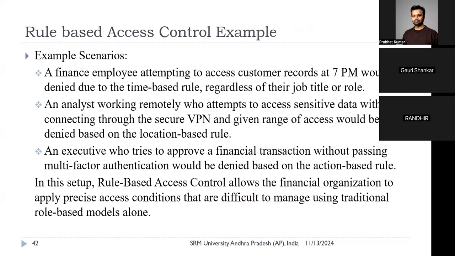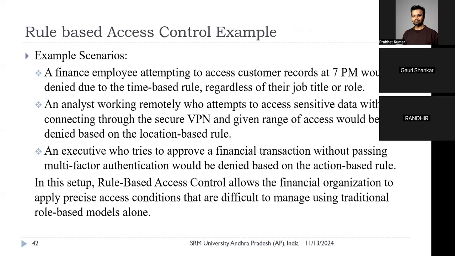One example scenario is given for the same. A finance employee attempting to access a customer record at 7 p.m. would be denied because the time given was up to 6 p.m. Otherwise the finance employee can access the information. If any analyst is trying to access sensitive data without connecting to the secure VPN of the company or organization, access will be denied. Similarly, an executive who tries to access financial information without passing multi-factor authentication will be denied. So all these factors of authentication, the number of factors of authentication, are a rule actually.